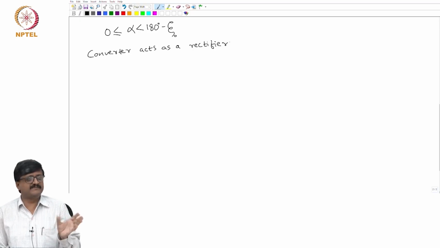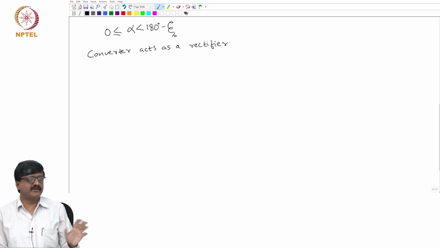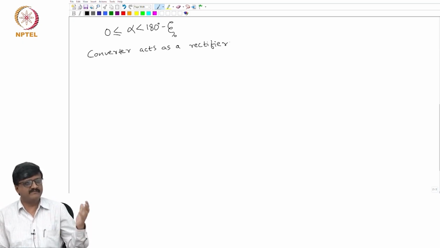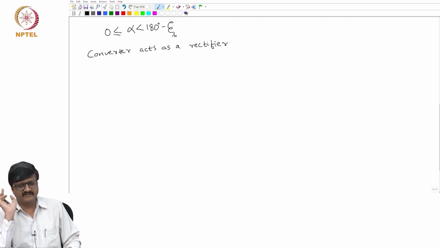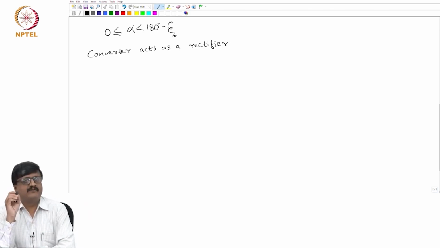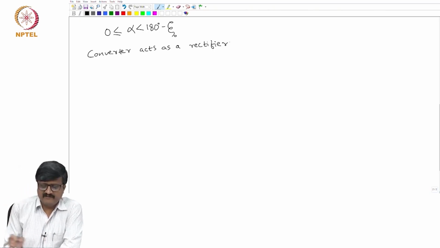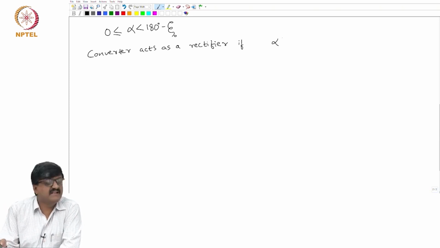A converter has an AC side and a DC side. By saying output you are assuming that the converter is always a rectifier. So we don't use the word output or input. Power can flow either from the AC side to the DC side or from the DC side to the AC side. That's why we always use the word converter. Converter is a general term, so it can operate as a rectifier or as an inverter. So the converter operates as a rectifier if alpha is between 0 and pi by 2.